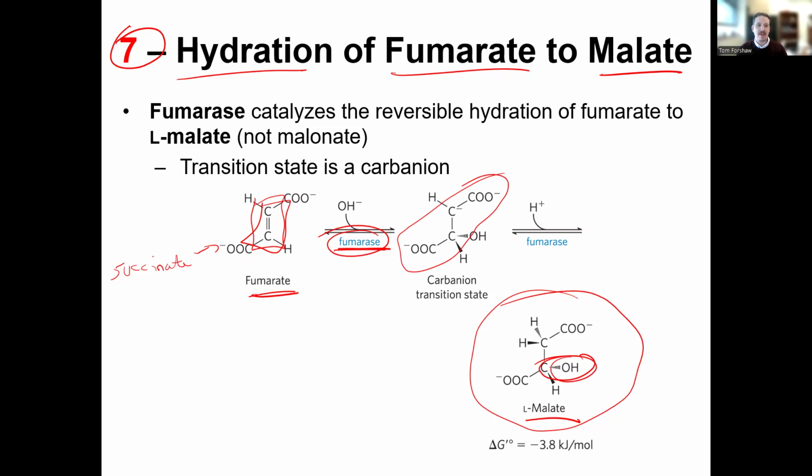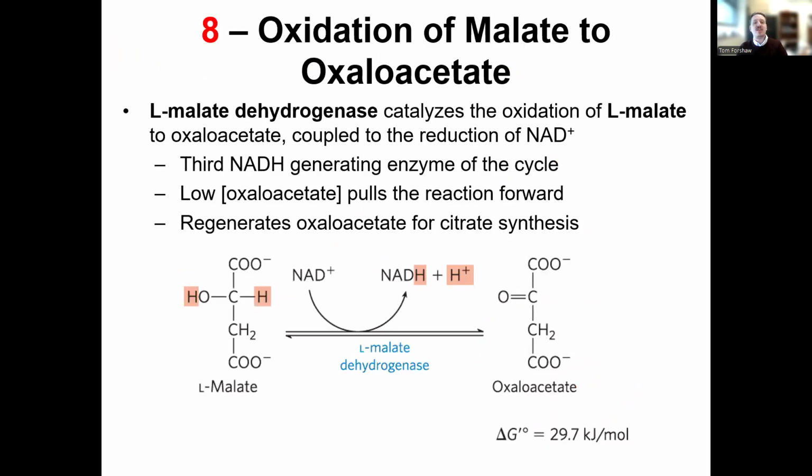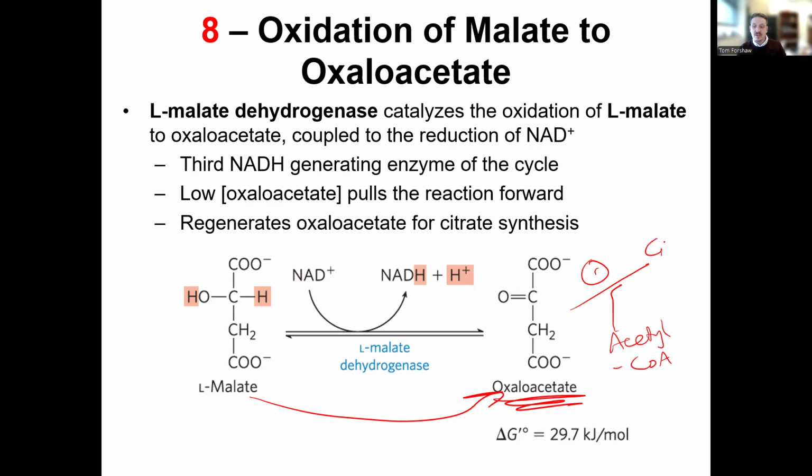Kind of start thinking about that. And the 8th and final step is the 3rd and final oxidation of malate to oxaloacetate, which is that metabolite from step 1 of the TCA cycle that combines with acetyl-CoA in step 1 to generate citrate. So we're back full circle, oxidation of malate to oxaloacetate.